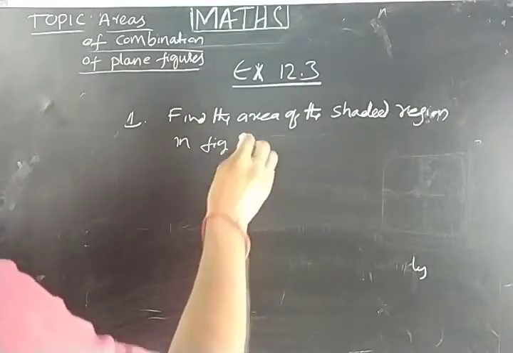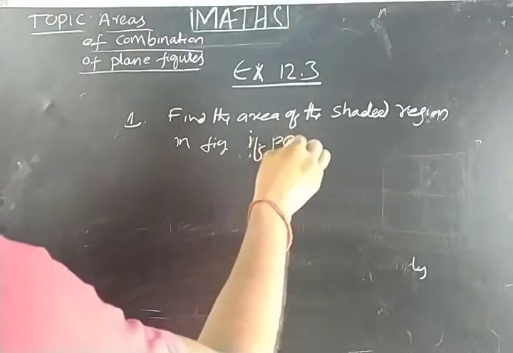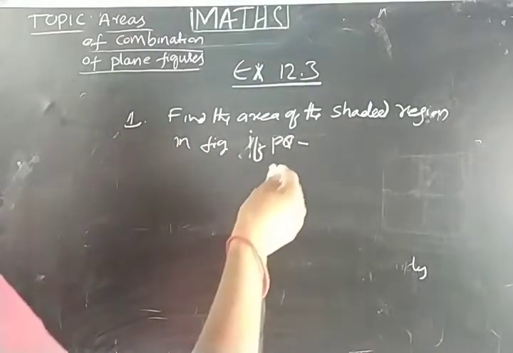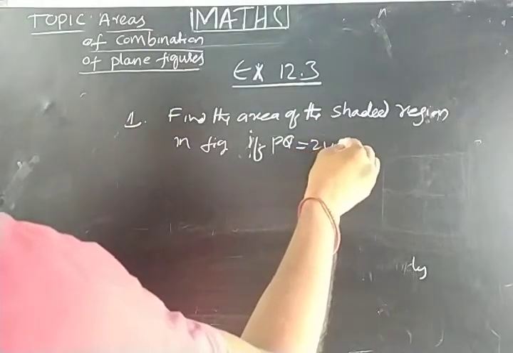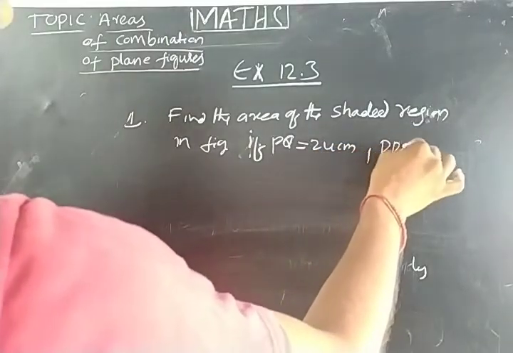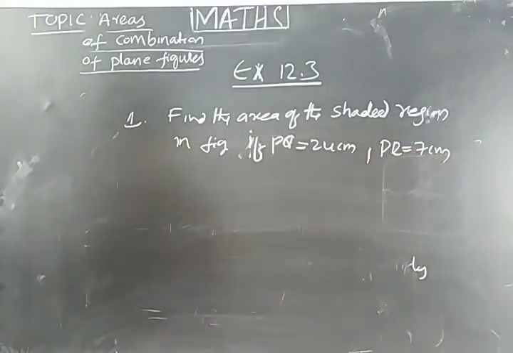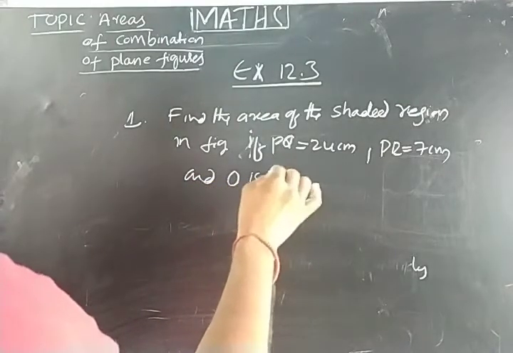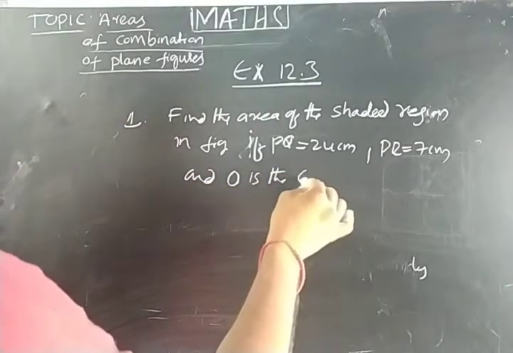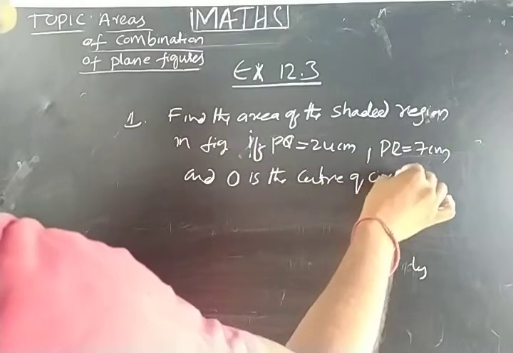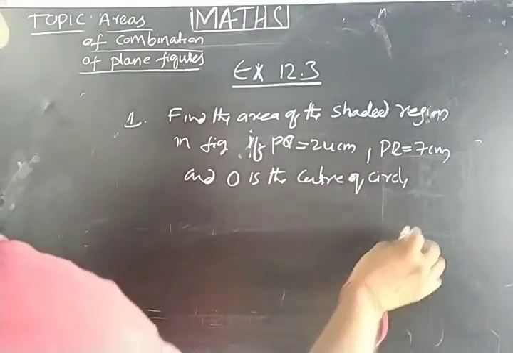If PQ is 24 centimeters, PR is 7 centimeters, and O is the center of the circle.